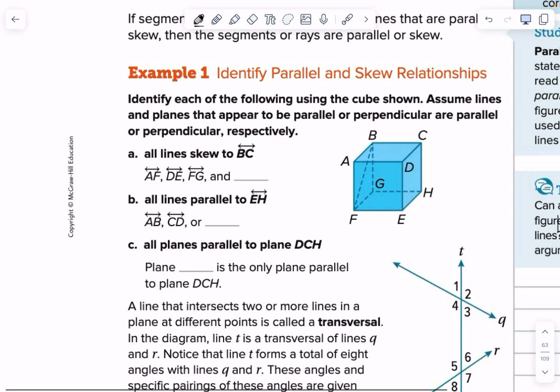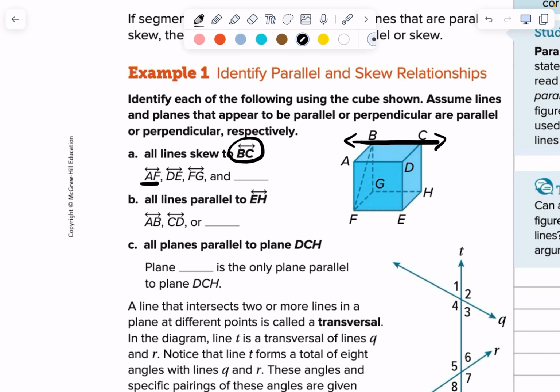All right, let's go down to example 1. Identify each of the following using the cube shown. All lines that are skew to BC. BC is this one right here. So I want all lines that are not going to touch line BC. That includes parallels, right? No, not parallel, just skew. Just skew. Okay? So they say AF is one.